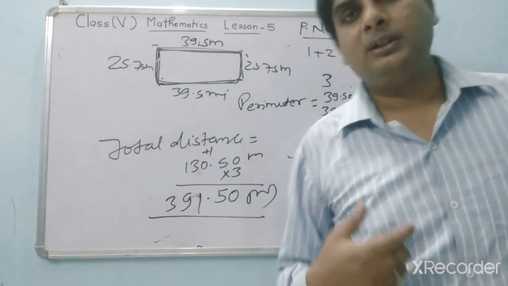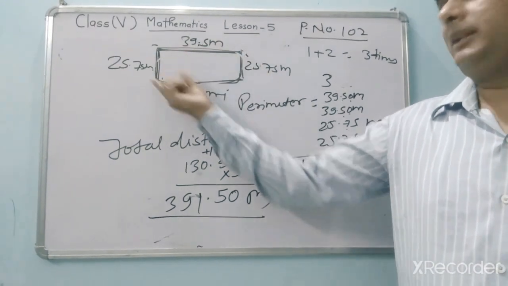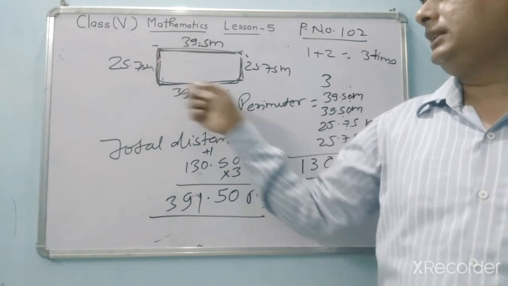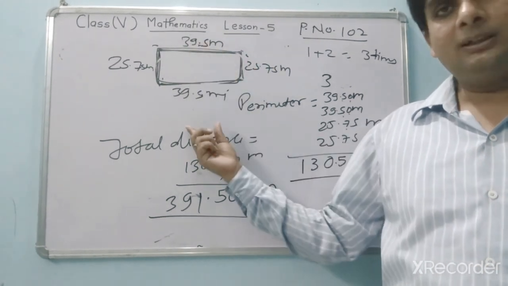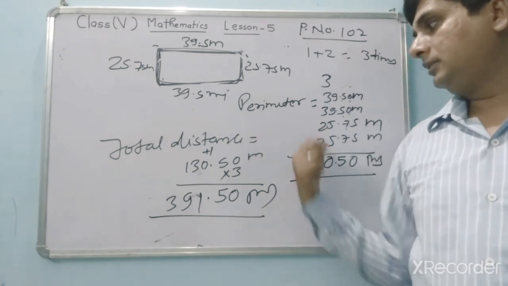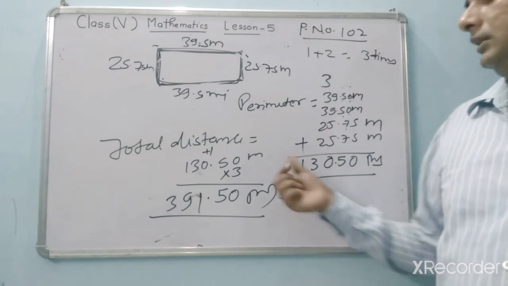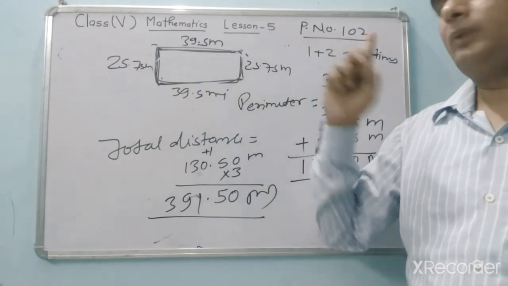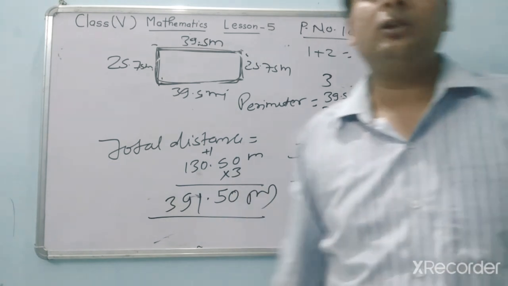Okay, very simple. Once again, try to understand. First we will find the perimeter. Why? Because perimeter is the length of the boundary of the field, and this is a rectangle, so opposite sides will be equal. So we add all the sides. And then how many times are we rounding it? 1 time plus 2 more times. It was 3 times. So multiply by 3. What will come? That will be your answer.